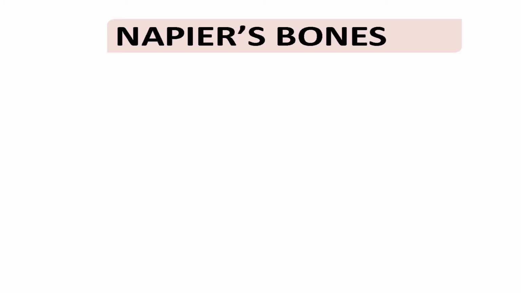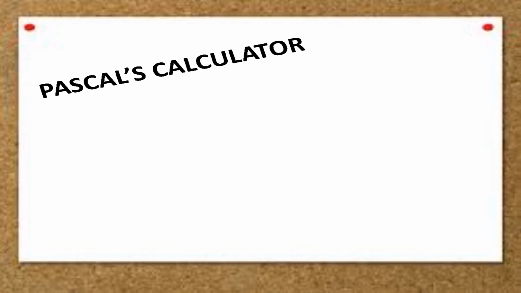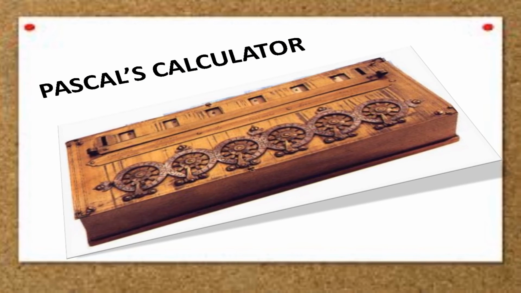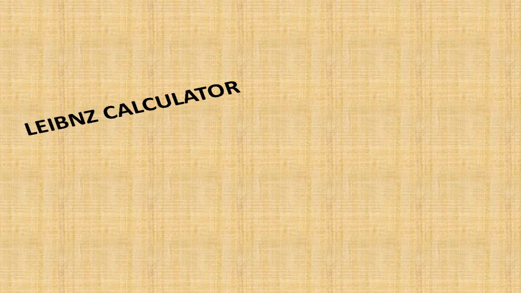After abacus, Napier's bones came. It is a manually operated calculator that is used to perform addition, subtraction, multiplication and division operations easily. After that, Pascal's calculator was introduced. It was a mechanical calculator, also called Pascaline. This machine could perform addition and subtraction of two numbers directly, while multiplication and division operations were done through repeated additions or subtractions.